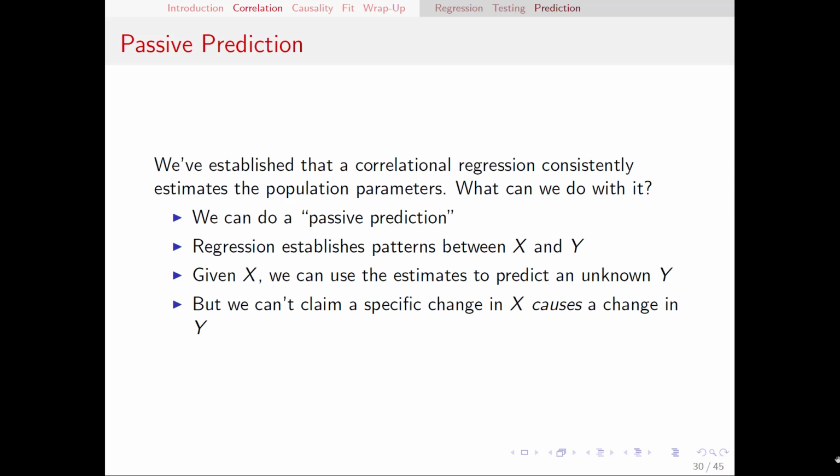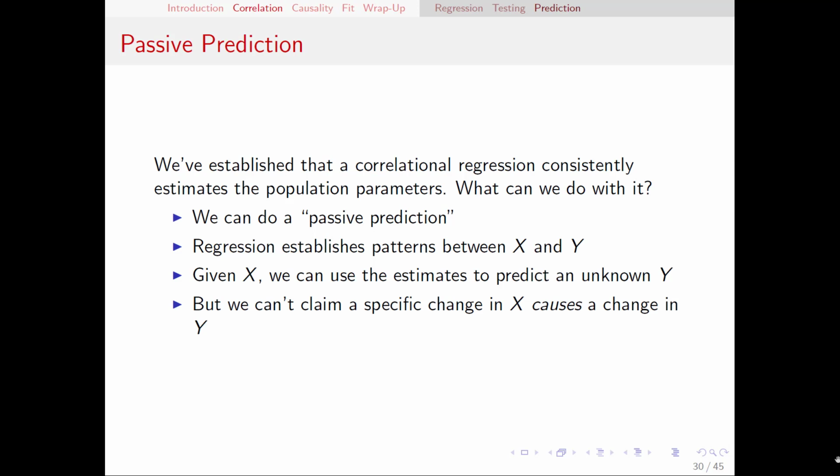Hello everyone. In this video I'm going to talk about what we can do with a correlational regression, what we can do with a causal regression, and what are the assumptions that we need to go from correlation to causality. I'm again going to assume that you've already watched the video on regressions for correlation so that we're all on the same page. I discussed in that video that as long as we have a random sample, then our regression with our sample is going to consistently estimate the population parameters.